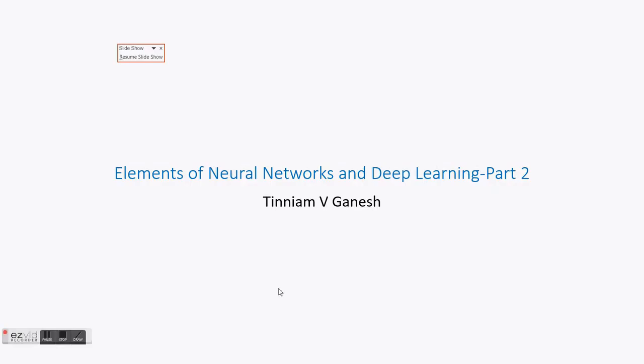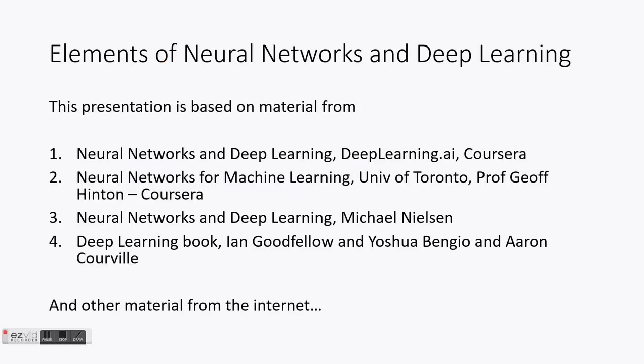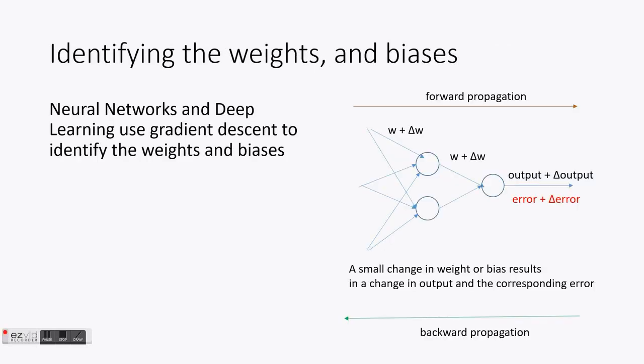This course, like my other sessions, is going to be based on two courses I did from Coursera, namely Neural Networks and Deep Learning by Professor Andrew Ng and Neural Networks and Machine Learning by Professor Geoffrey Hinton, and also from two books, Neural Networks and Deep Learning by Michael Nielsen and the Deep Learning book by Ian Goodfellow, Yoshua Bengio and Aaron Courville, and other material from the internet.